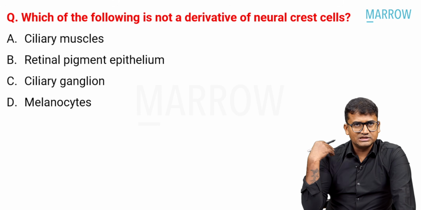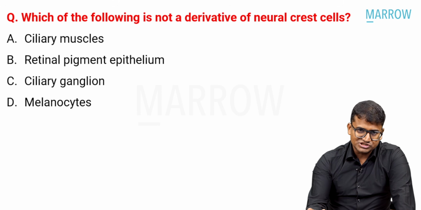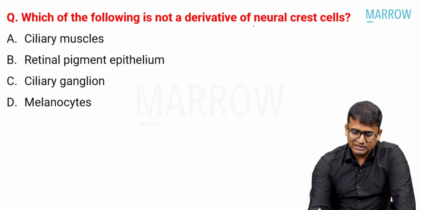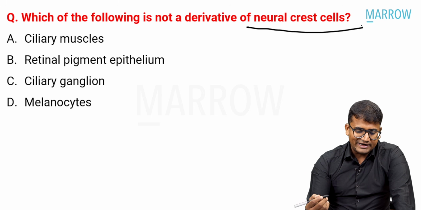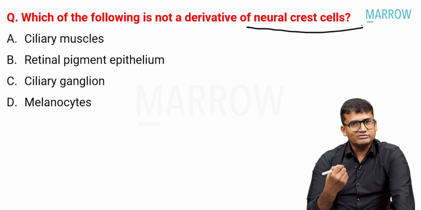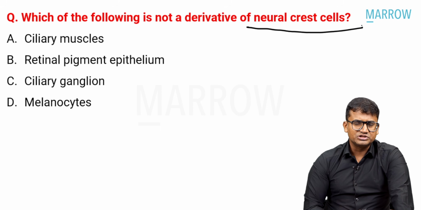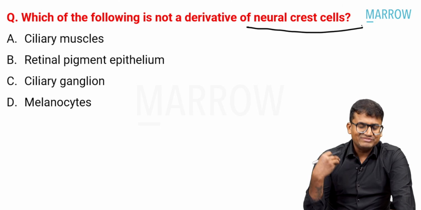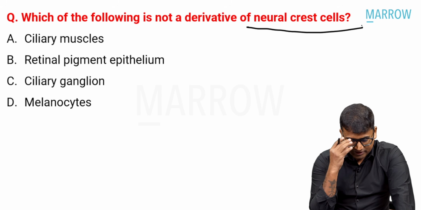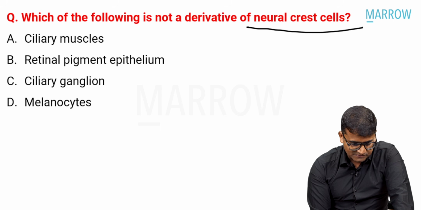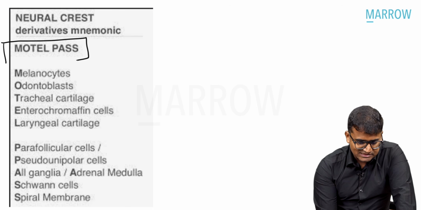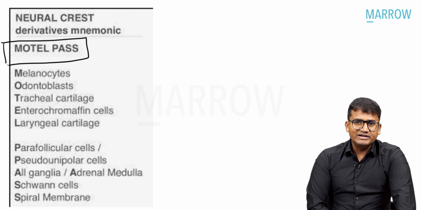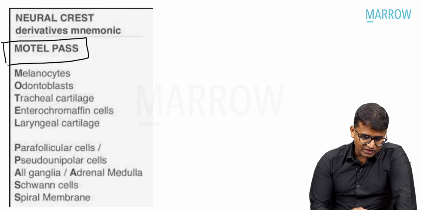Now, in 2023, they gave an image-based question. They gave neural crest cells in an electron microscope image, and they asked you to identify the derivatives of the marked structure. Now, in the November 2024 INI-CET, they gave a theory question: which of the following is a derivative of neural crest cells? Now, we have a mnemonic.